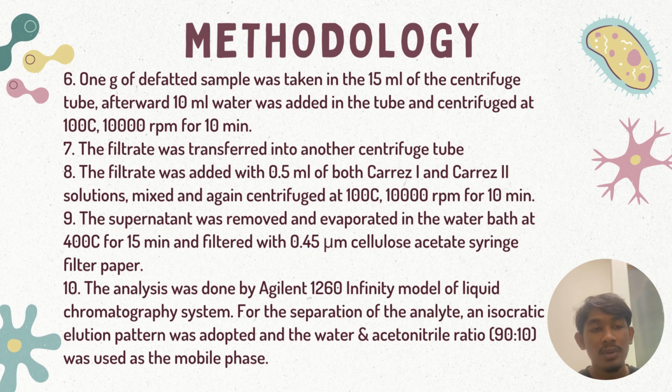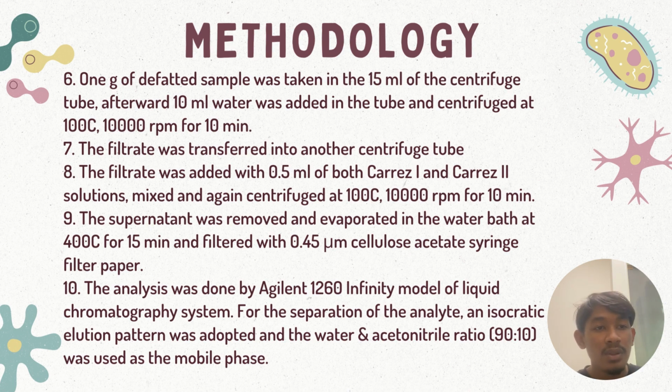Afterward, 10 ml water was added in the tube and centrifuged at 10,000 rpm for 10 minutes. The filtrate was transferred into another centrifuge tube. Then the filtrate was added with 0.5 ml of both Carrez 1 and Carrez 2 solutions. Mix again, centrifuge at 10,000 rpm for 10 minutes. The supernatant was removed and evaporated in the water bath for 15 minutes and filtered with 0.5 μm cellulose acetate syringe filter paper.